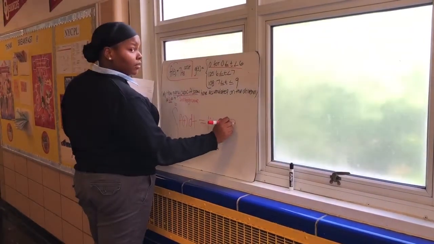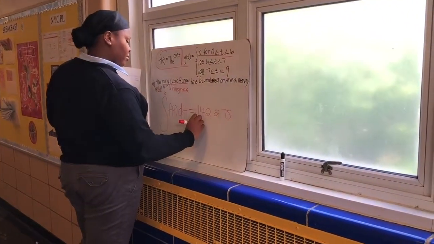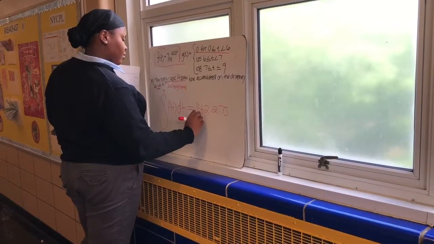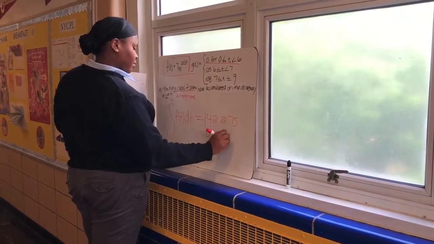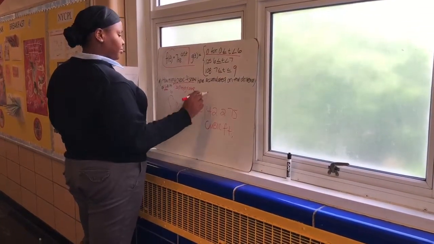And as you know, f of t is 7t e to the cosine t. So once you put that in your calculator, you get the answer of 142.275 cubic feet.